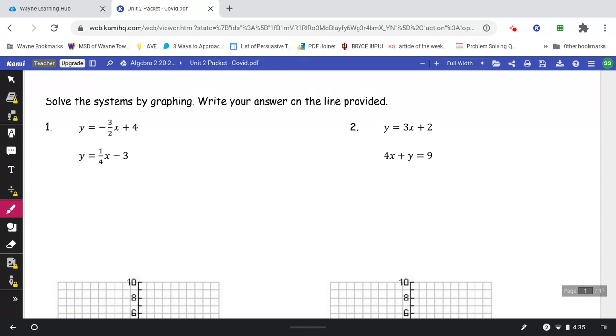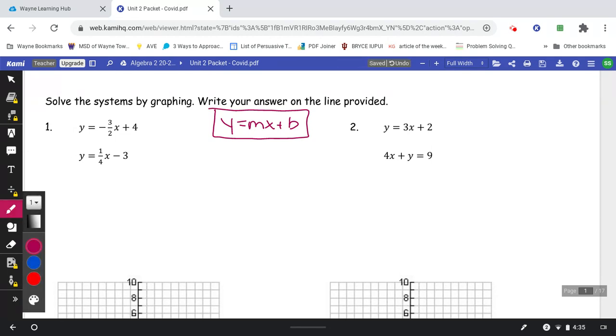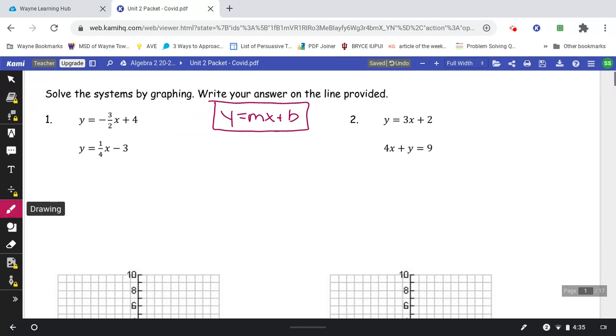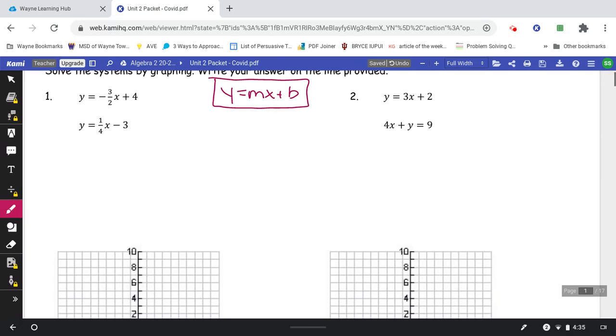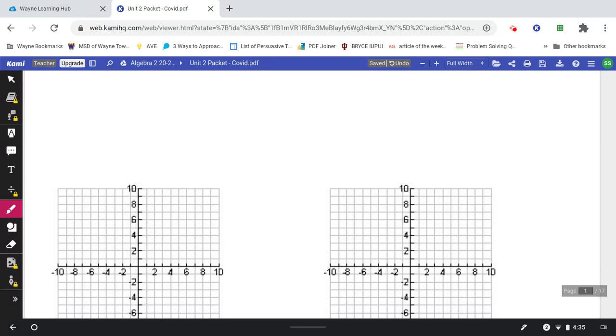So we ideally want everything in y equals mx plus b form, because that's what's easiest to graph. So if you'll notice our problem number 1, both of these are already in that format. So we can graph each of those lines. You're always going to start by graphing the y-intercept, the 4. You're going to go up 4 on your y-axis and put a dot.